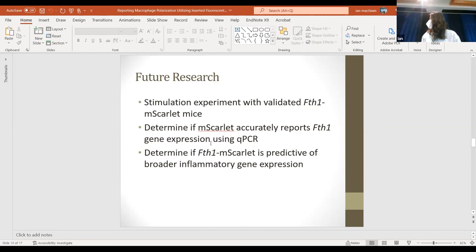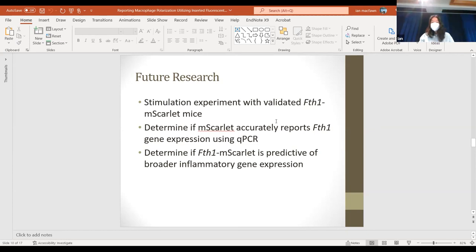So if it does accurately report it, then the M scarlet levels and the FTH1 expression levels should be proportional. As they're going up over time, they should be consistent, and one shouldn't be really high, and we would do this during simulation. So we would know basically if it's a more intense response, there should be more M scarlet, and there shouldn't be the same levels of M scarlet for a normal response and a stimulation response.